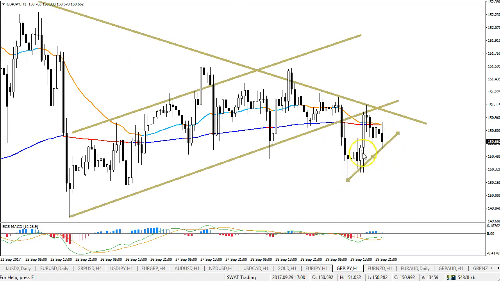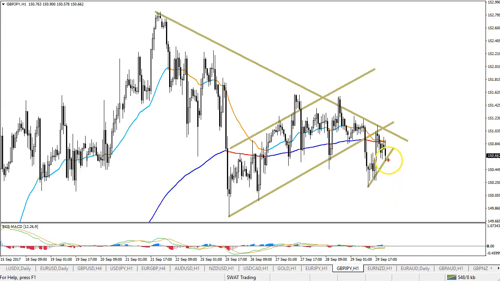Moving averages are all kind of lined up to each other. So this is not something SWAT traders, or at least beginning SWAT traders, would want to trade because of the moving averages. But yes, there could be an advanced trade for a breakout to the downside or upside.